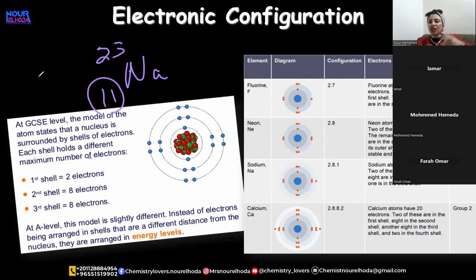The first shell cannot take more than 2. So at the beginning, it is 2. And then the second shell can take up to 8. So I'm going to write 2 and then I'm going to write 8. Then the third shell is going to have the rest. I was having 11 electrons, I put 2 and then 8, so still one more electron. That's why I'm going to write 2, 8, 1. Is this the right configuration?